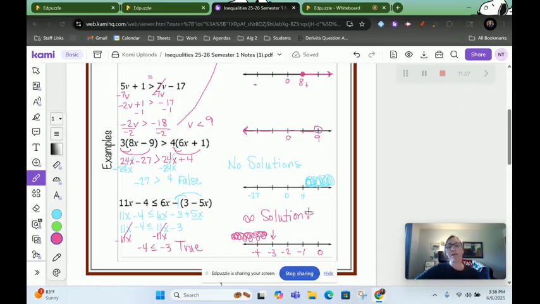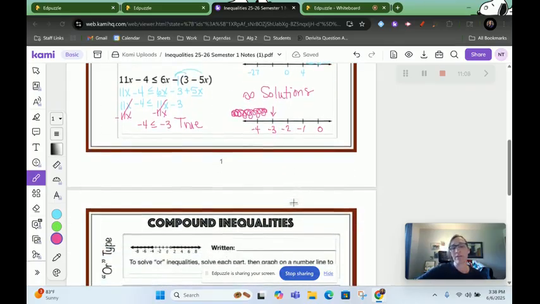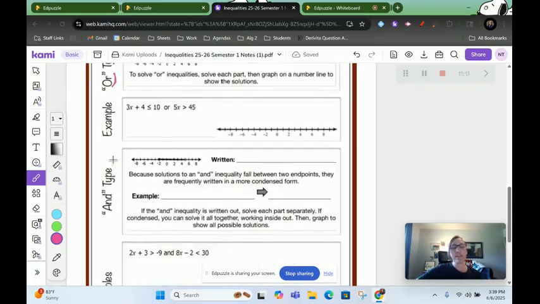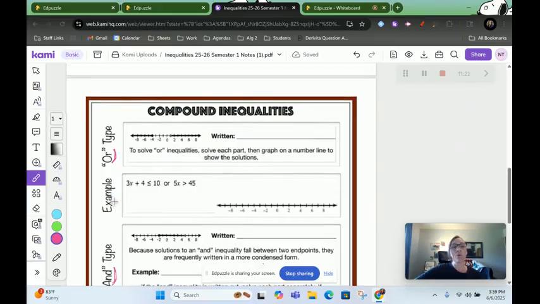So now let's talk about other kinds of inequality equations that we could see. Okay, so we have two types. We have inequalities that use the word or, and we have inequalities that use the word and. Okay, so when we have inequalities that have the word or, that means you're going to see two different pieces graphed on your number line. Okay, and that means we can have answers in this space, or we can have answers in this space. Okay, and we write that down.